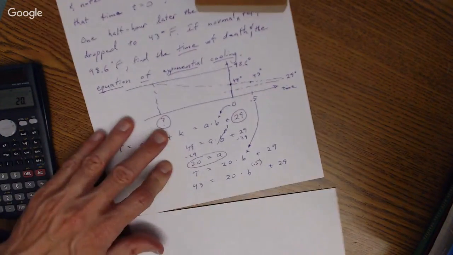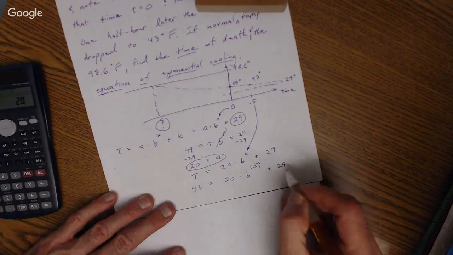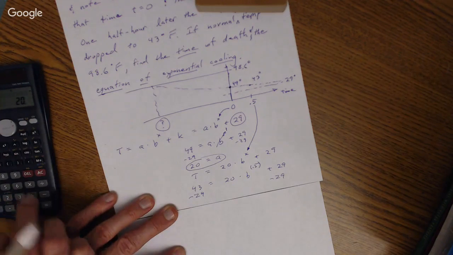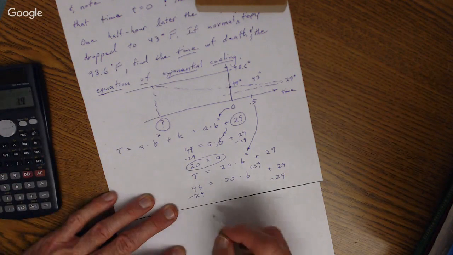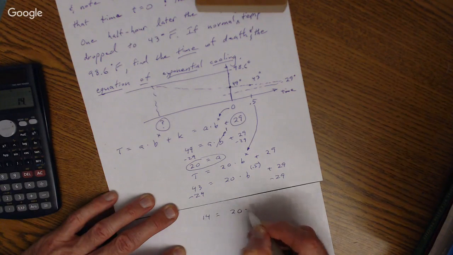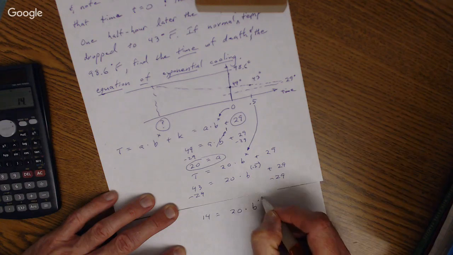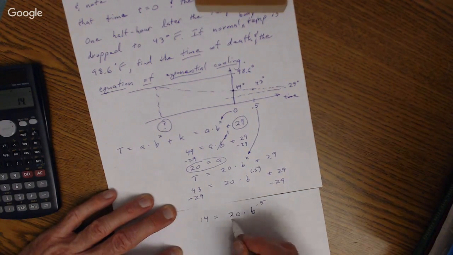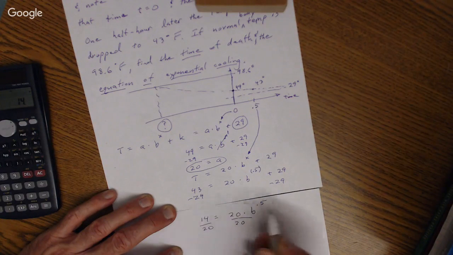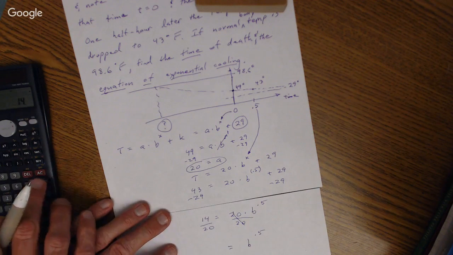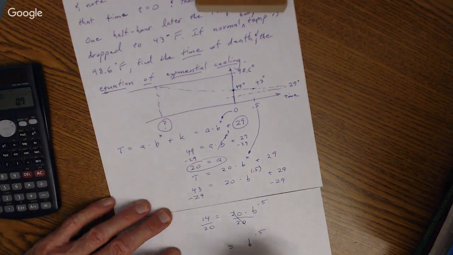So now I get an equation like this. What I do next is I subtract 29 on both sides. So I get 43 minus 29, and I get 14 equals 20 times B to the 1/2 power. Now I divide both sides by 20, and I get B to the 1/2 power equals 14 divided by 20, which is 0.7.